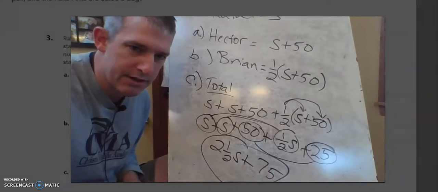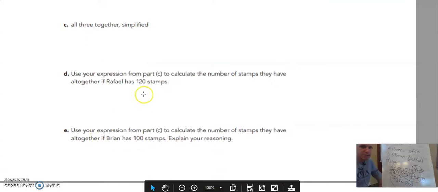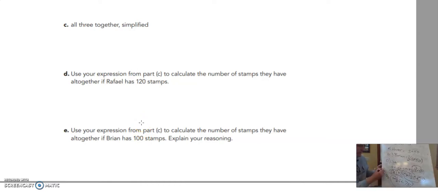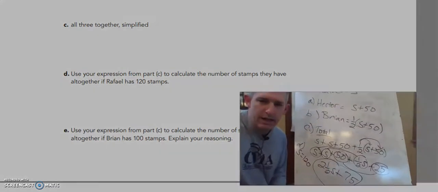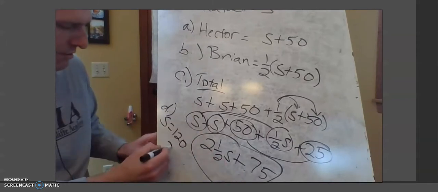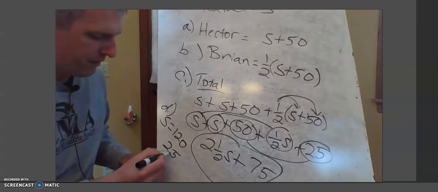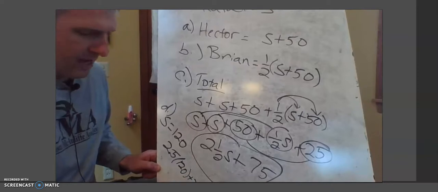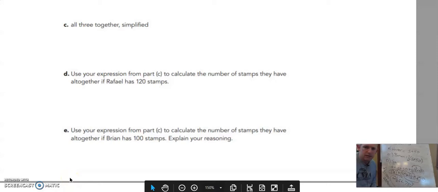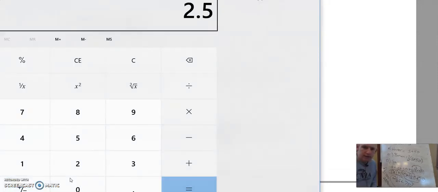Is there anything else that they want us to do here? Let's check. Oh, yes. Use your expression from part C to calculate the number of stamps they have all together if Raphael has 120 stamps. So S now equals 120 stamps. I'm going to put 120 in for S. So I'm going to do 2.5 times 120, and then add this 75. Let's go to the calculator. 2.5 times 120 equals 300, plus 75 gives me 375. So 375 stamps would be my answer for D.